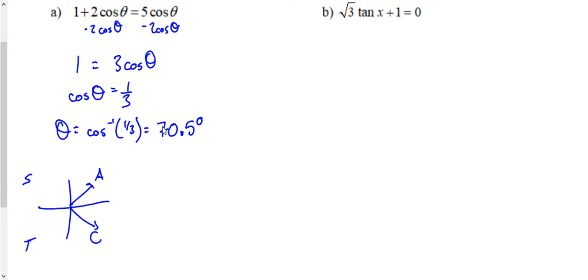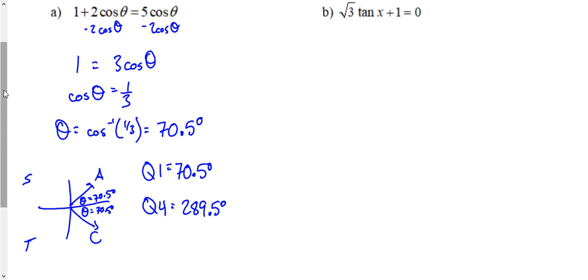We know our angle was 70.5 degrees, so that means our reference angle is 70.5. So 70.5 goes right there, and theta right here, 70.5 as well. So we have our reference. So let's find our two answers. In quadrant 1, our answer has to be 70.5 degrees, and in quadrant 4, that's simply 360 minus 70.5, which gets us approximately 289.5 degrees. There we go.